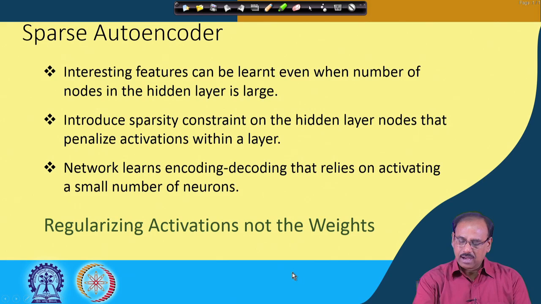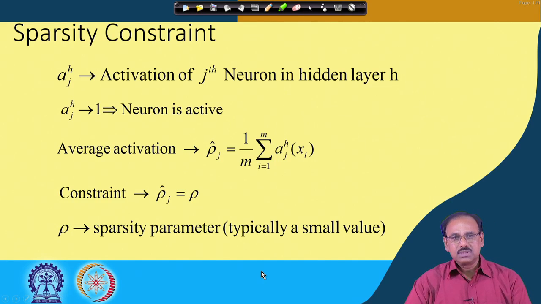So, let us see how this regularization is done. Suppose a_j^H, as you see over here, is the activation of the jth node in the hidden layer H, and we assume that the nonlinear activation function of the nodes being used is a sigmoidal nonlinear function. That means if this node a_j^H is active, the output of the neuron will be close to 1. And if the node is not activated for a certain input, then the output of the neuron will be close to 0. That is your sigmoidal activation function.